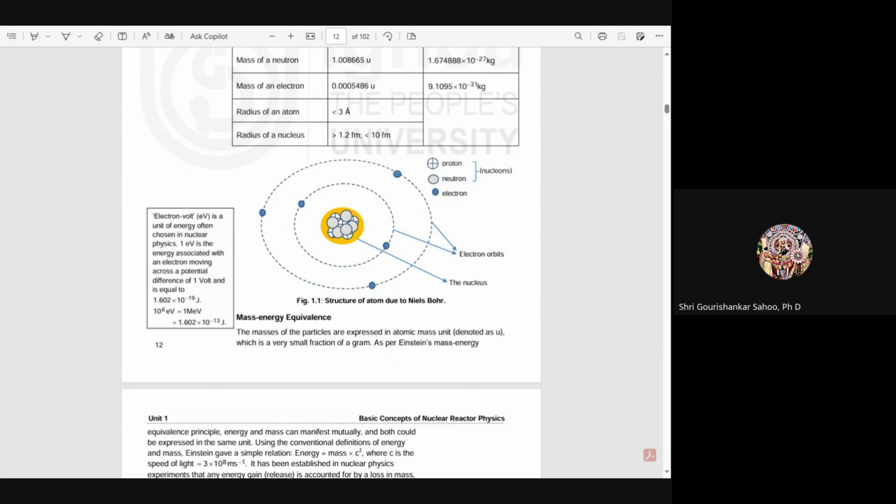So Niels Bohr proposed the atomic model as shown on the screen. Here you can find that in the nucleus, protons and neutrons club together, and electrons revolve around the nucleus in different orbits.